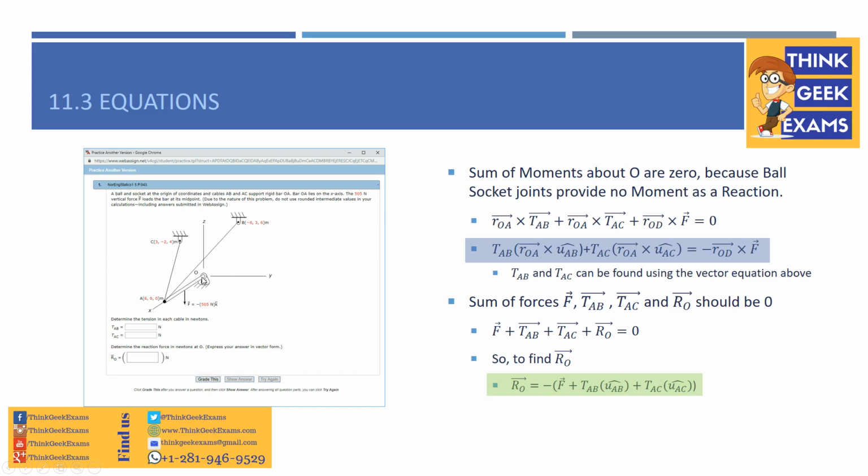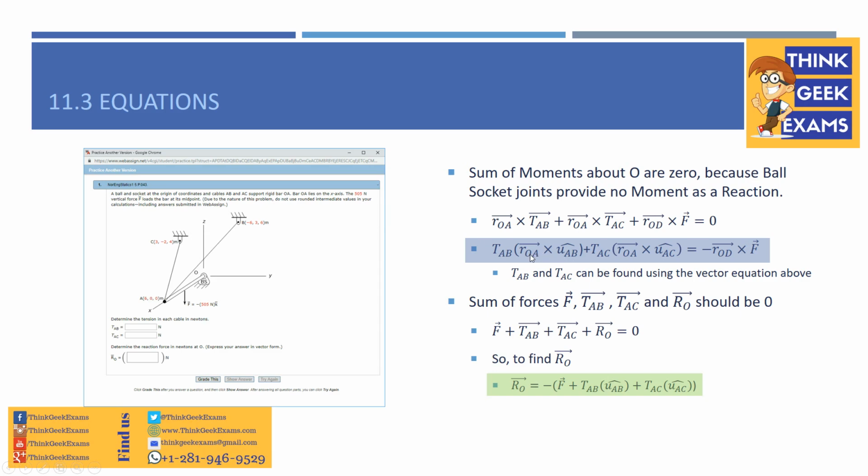The thing about a ball and socket joint is it doesn't provide any reacting moments. Basically, it's free to turn around that ball. So it doesn't have any moments to speak of at that point. So we can add these 3 moments and make it equal 0.